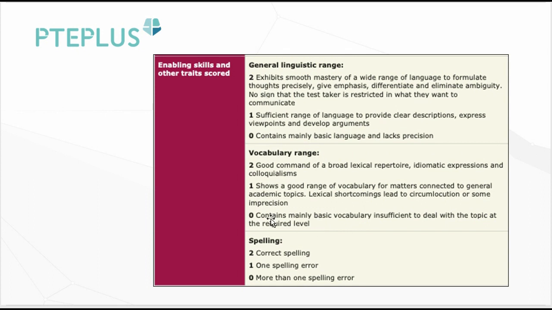And you'll get 0 if you contain mainly basic vocabulary that's insufficient to deal with the point at the required level of the text. So spelling is quite obvious, right? If you have correct spelling, you get 2 marks, and if you have 1 spelling error, that's 1, and if you have more than 1 spelling error, that's 0 for spelling.